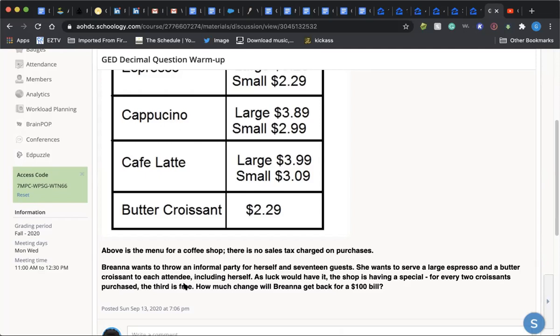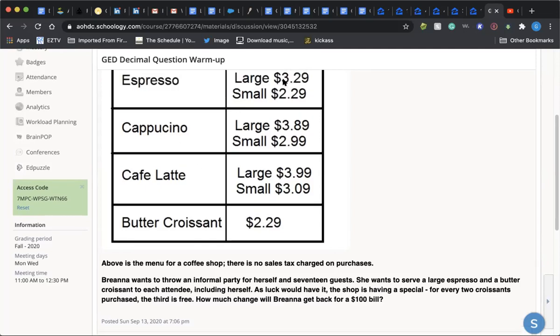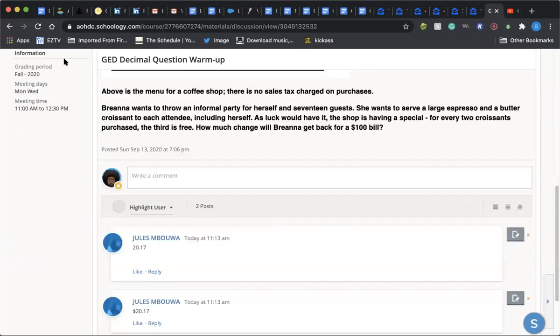So you have the price of a large espresso, which is $3.29. You need to multiply that by 18. And then you have the price of a butter croissant for $2.29. You need to multiply that by 12. And you need to add those two numbers together and then subtract them from 100. That's going to give you your answer.